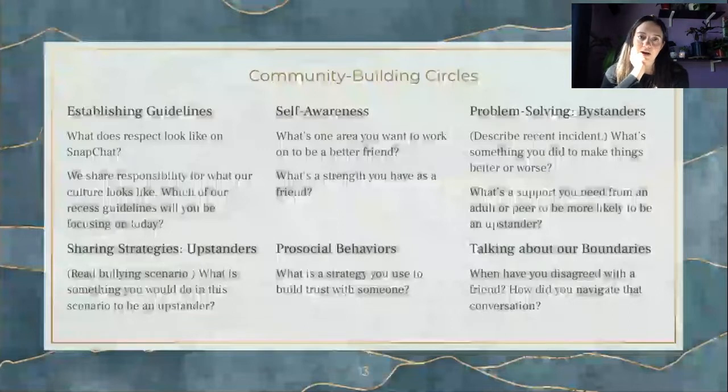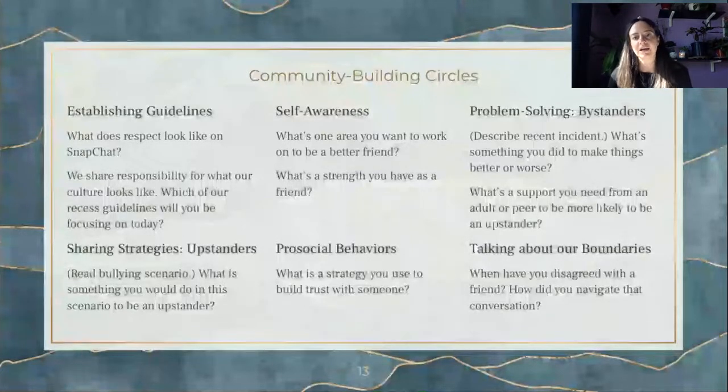You might design prompts that support students in establishing guidelines for spaces where we know bullying is happening, like online or at recess. We can keep these guidelines fresh in students' minds by having them commit to a guideline of focus as part of a circle before we enter those areas. We can build students' self-awareness about the role they play in their friend groups. We can debrief actual incidents that the students have experienced and problem solve how they can be better advocates in the future.